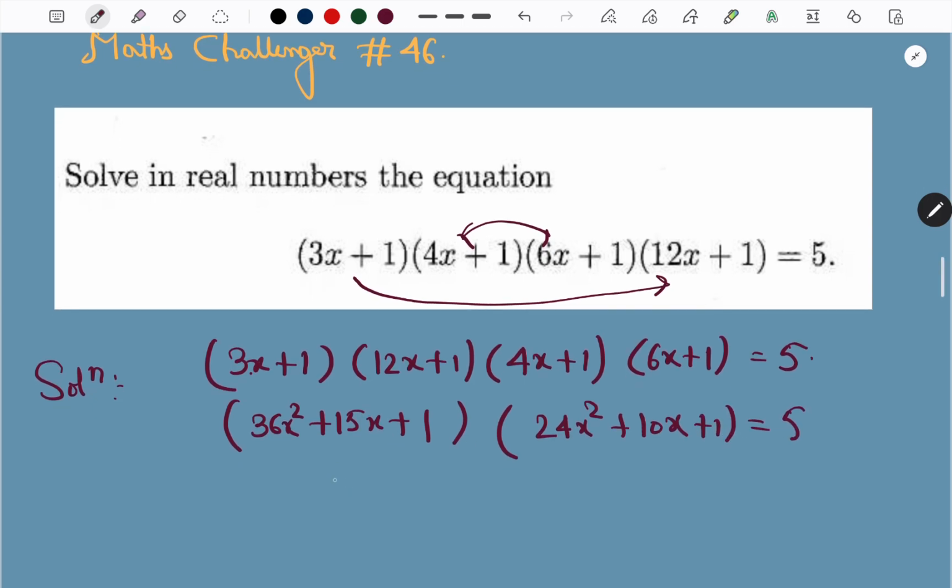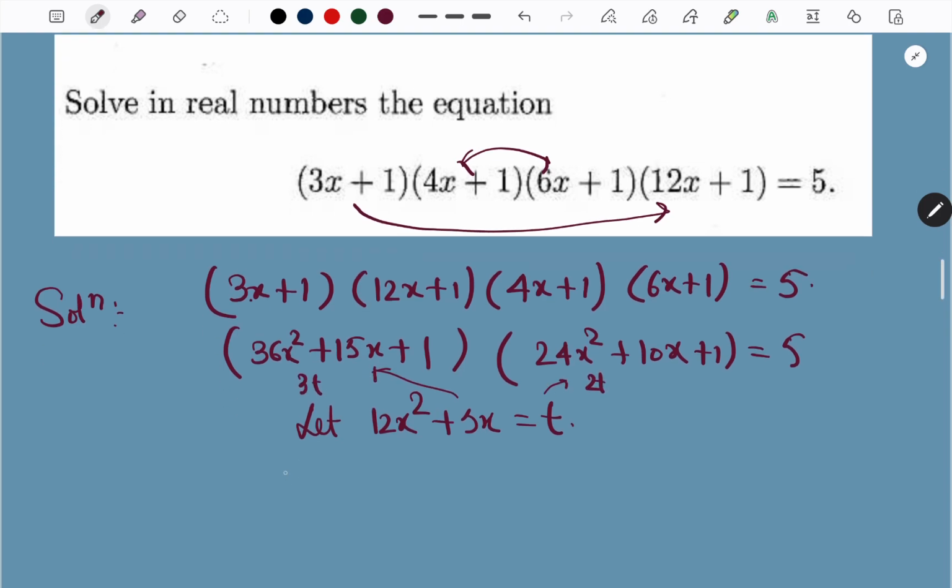Now if we say let 12x² + 5x is equal to t, then this will be 3t and this will be 2t. So basically it will be equal to (3t+1)(2t+1). That's why 3 will be paired with 12 and 4 will be paired with 6.